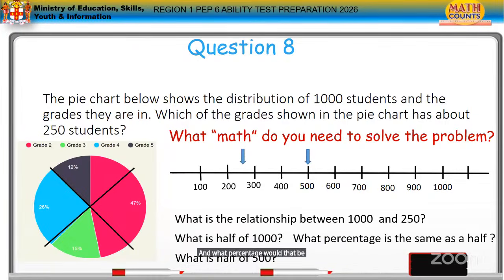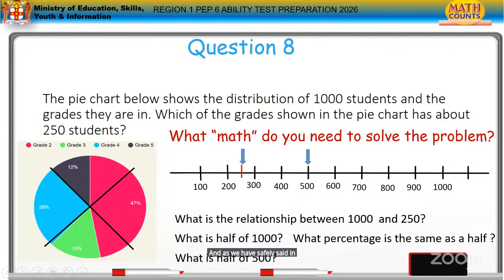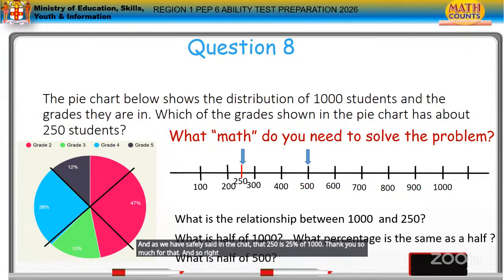As well as look on the arrow on the number line, you will see what the half of the 500 is, which would be smack in the middle here, which would give us where our 250 would be. And as you have safely said in the chat, that 250 is 25% of 1,000. Thank you so much for that. And so right away, without doing much of a calculation, I am actually seeing where the 250 would be.